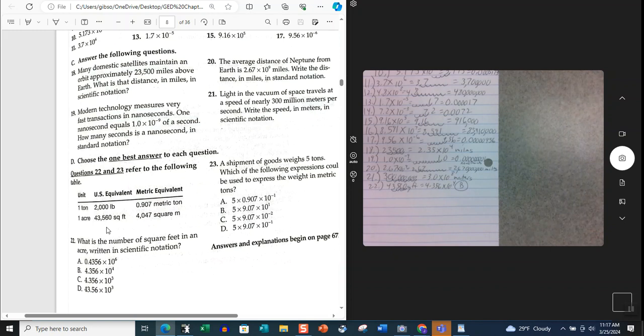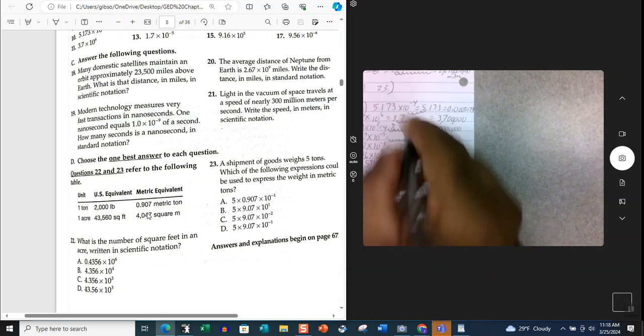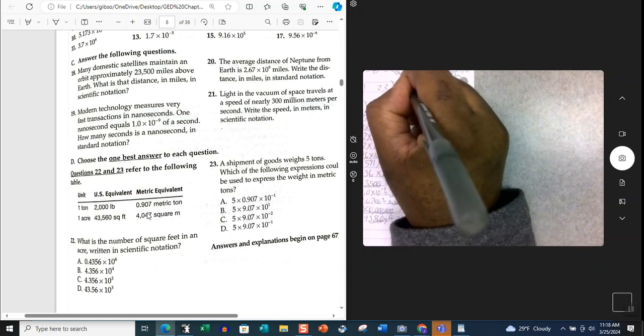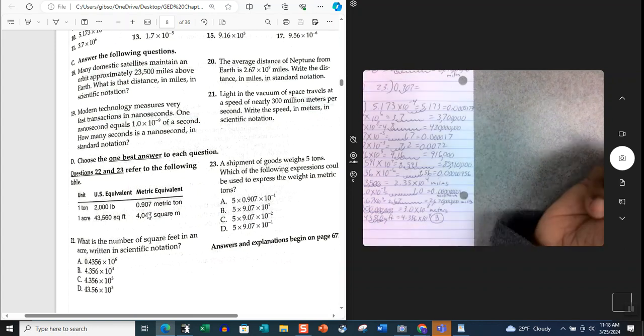Now problem 23. It says a shipment of goods weighs 5 tons. Which of the following expressions could be used to express the weight in metric tons? Okay, first of all, we're dealing with this 0.907. So now we want 5 of those. So it's 5 times this value here. But remember, with scientific notation, we have to move this decimal 1 place to the right to get 1 digit in front of it. So with problem 23, we'll take our 0.907, move this 1 decimal place to the right.